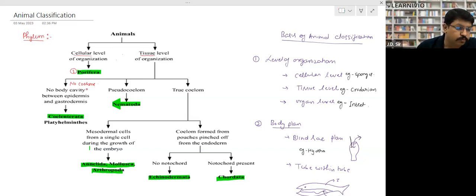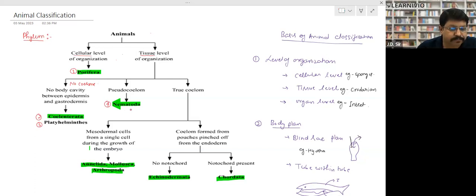So on the basis of this, we have divided animals into three categories: true coelom, pseudocoelom, and no coelom. Where coelom is not present, the second phylum is Coelenterata, and Platyhelminthes is the third. So there are two phyla where coelom is not present. Then the fourth one, where pseudocoelom is present, is Nematoda.